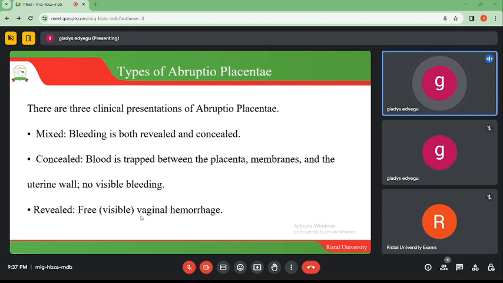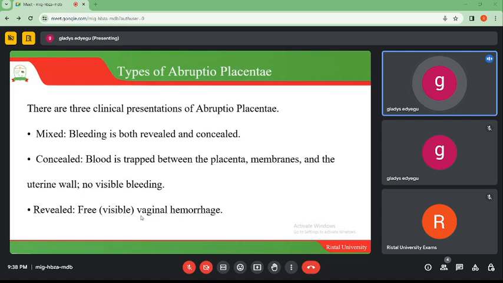Then you have concealed. In concealed, the mother is bleeding, but you don't see the blood; you only realize, when you examine the abdomen, that there is some kind of fluid. The mother is feeling the pain and there is no visible bleeding. When you examine this mother, you may realize that she's even pale, the BP is very low, and there is increased pulse, and this can give you an indication that there is something happening inside the abdomen. So this is concealed abruptio placenta.